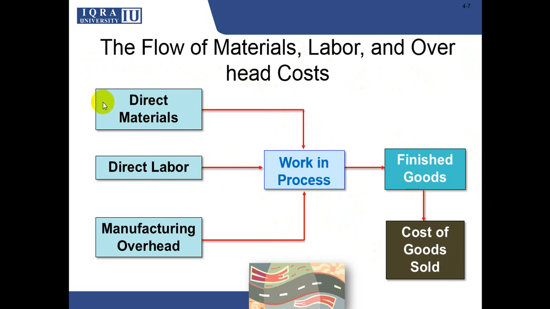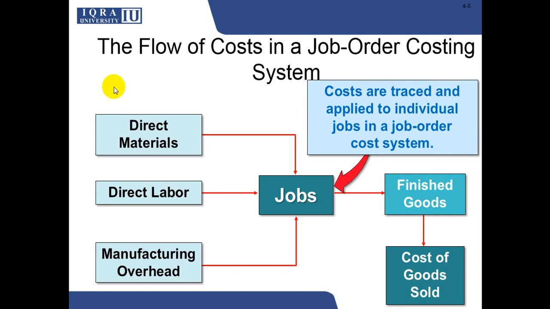And we know very well about the T account, how to prepare the T account of direct material, labor and overhead, and WIP, work in process, and finished goods. In work in process, we calculate the cost of goods manufactured, and in finished goods we calculate the cost of goods sold, right? This is the general flow, right? So now we want to move towards another flow, that is job order costing, right? The flow of cost in a job order costing system.